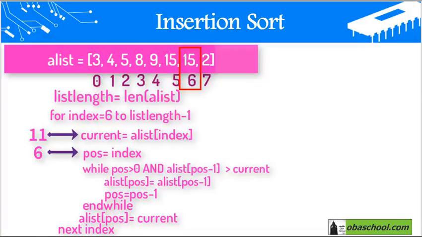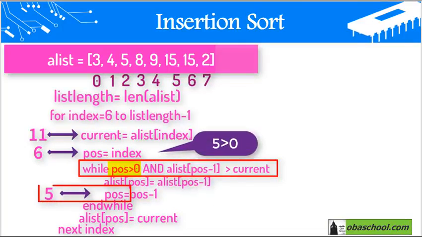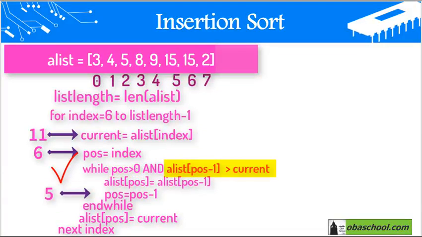And then we go to change the value of pose. Now it's pose minus 1, it's 6 minus 1. Now the pose is equal to 5. We re-enter the loop while pose, which is 5 greater than 0; this condition is true. And a list pose minus 1, which is 5 minus 1, is equal to 4.